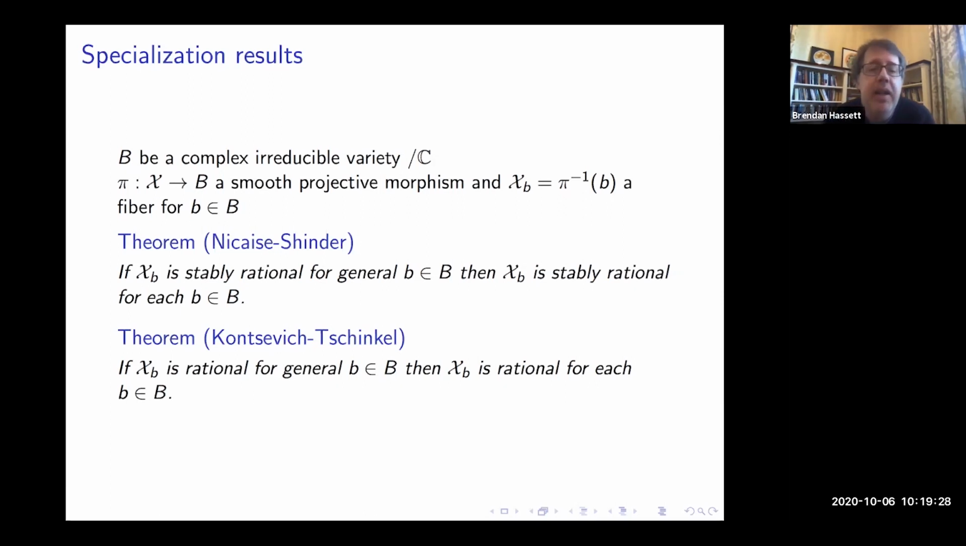And the second statement, which came shortly after the first, is that the same holds true for rationality. This is due to Kontsevich and Tschinkel, namely that if a general fiber of the family is rational, then every fiber is rational. And so this means that rational varieties specialize to rational varieties. This has important implications for the loci of rational varieties. So maybe I'll say more specifically what I mean by that next.